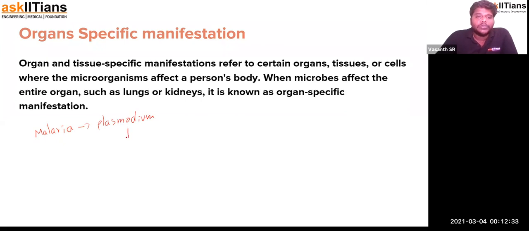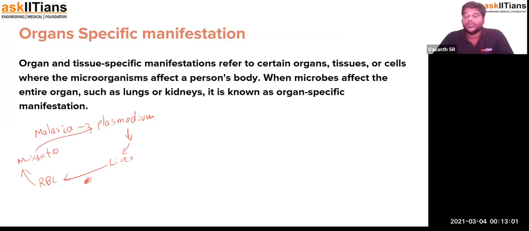Plasmodium, when it enters the blood, reaches the liver. Then they get multiplied. Then they enter into the RBC, and again multiply, and then enter into the mosquito, and then again enter into the human being. So once the mosquito undergoes a process of reproduction, it enters into the human body again.